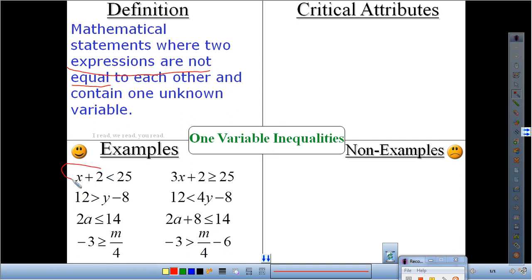Here I gave you x plus 2 over here, and this is an algebraic expression. This is a numerical expression, 25. And the inequality symbol says that one of them is greater than the other, so they're not equal. Here I have a numerical expression. Here I have an algebraic expression. Once again, one of them is greater than the other. And the same thing with these. If you notice, all of them have inequality symbols. They do not have equal signs.